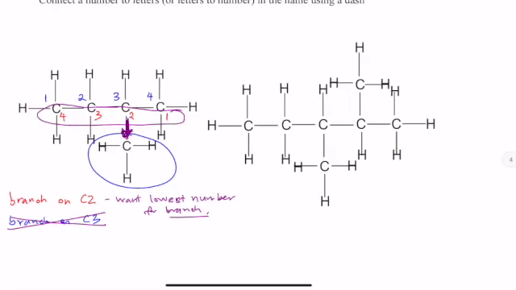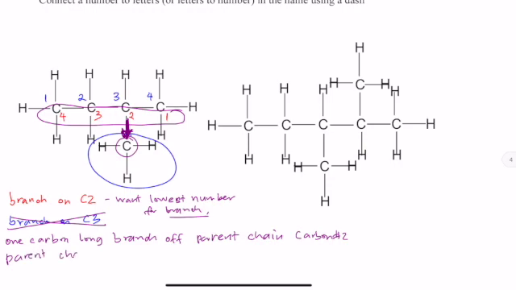Branch is on carbon number 2. And what this means is this is a branch that is a 1 carbon long branch. So this is a 1 carbon long branch off the parent chain, carbon number 2. And the parent chain length is 4 carbons.